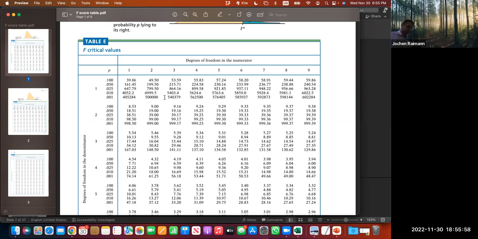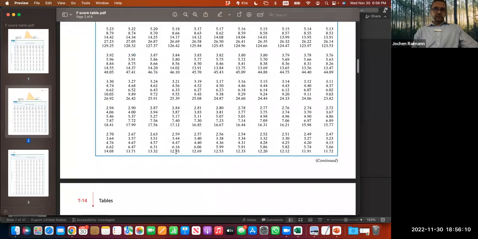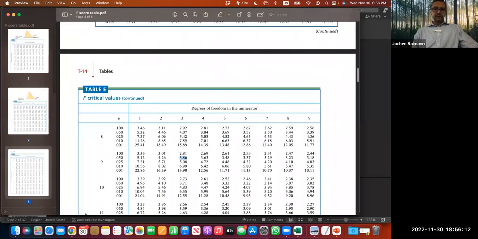So when you have a degree of freedom of 3 and a degree of freedom within of 9, you're going in the column of 3, then you go all the way down. So here's 3 until you are at a degree of freedom within of 9. So that's 3.86. So that's the critical F.